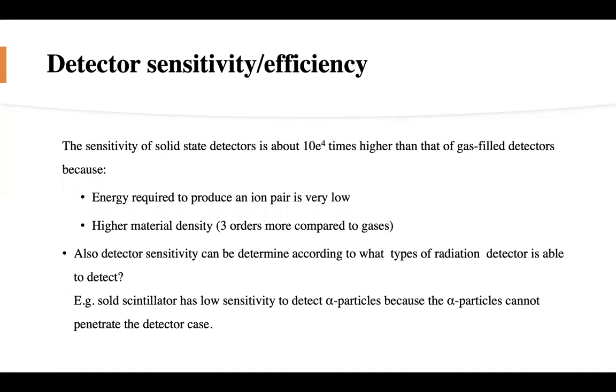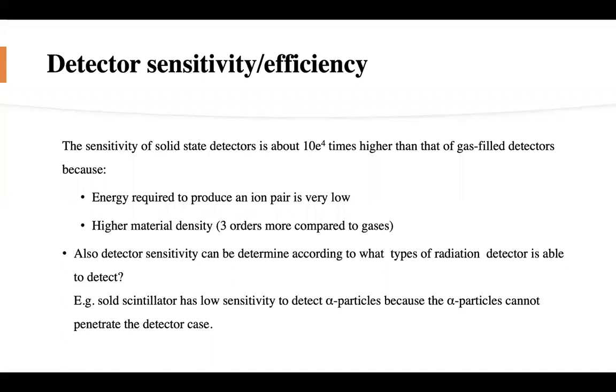Higher material density, three orders more compared to gases. This is the solid state detector, so it's more sensitive than a gas detector. So you can understand the sensitivity of a detector from these two things: the energy required to produce an ion pair is very low compared to gas detectors, and higher material density also helps make the detector more sensitive.